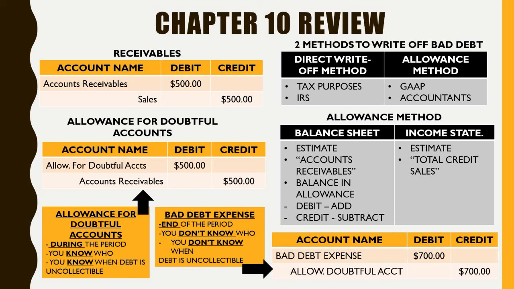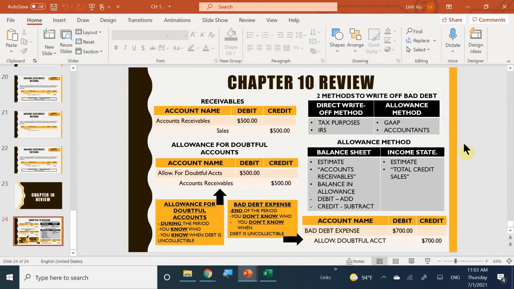We learned the difference between the two methods, the direct write-off method and the allowance method. The direct write-off method is for tax purposes only. Only tax accountants can do this, only the IRS. Regular accountants are going to be doing the allowance method, where we can choose from two different methods: the balance sheet method or the income statement method. With the balance sheet method, there's a lot more to focus on, whereas with the income statement method, we only focus on total credit sales. Any questions for chapter 10.1?